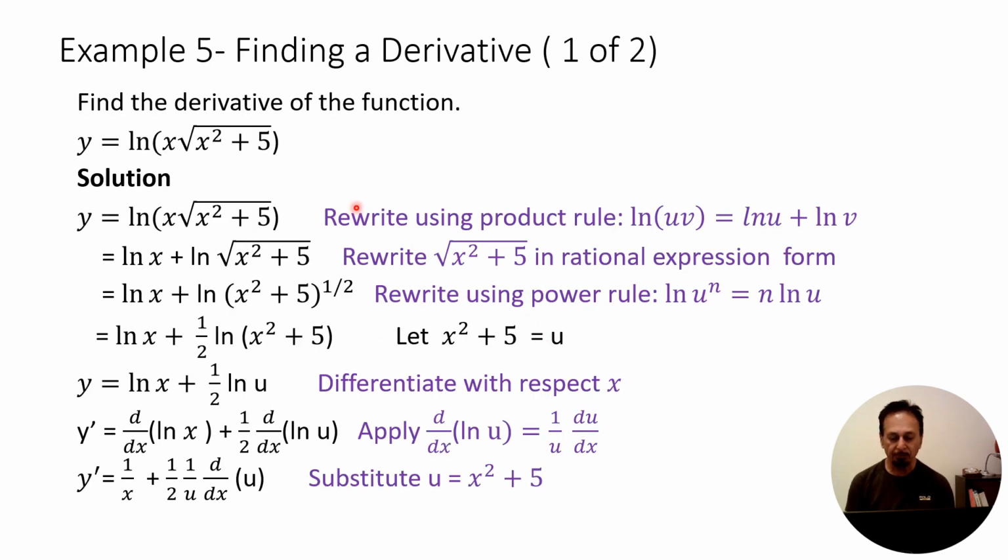Here is example 5. Find the derivative of the function y equals natural log of x times the square root of x squared plus 5. So let's start with this: y equals natural log of x times the square root of x squared plus 5.